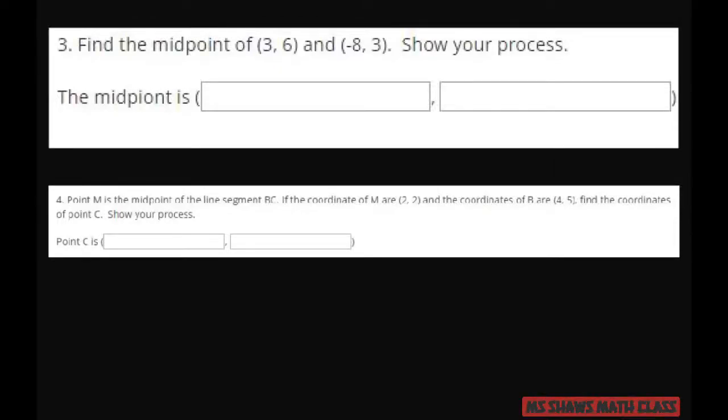Everyone, we're going to find the midpoint of these two coordinates and show our process. So the midpoint formula is basically where you add your x's and divide by 2. That's the average of the x's and the average of the y's. So you just divide by 2.